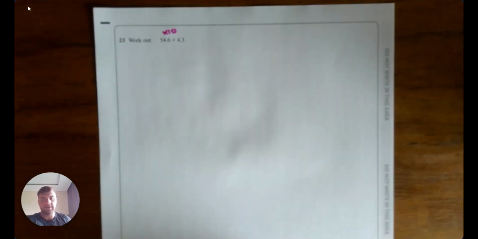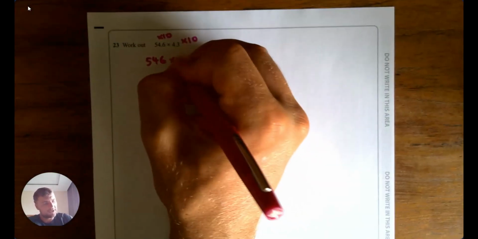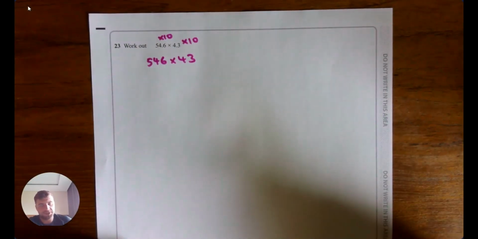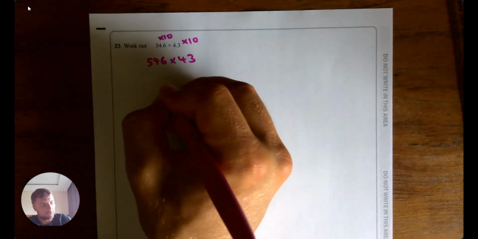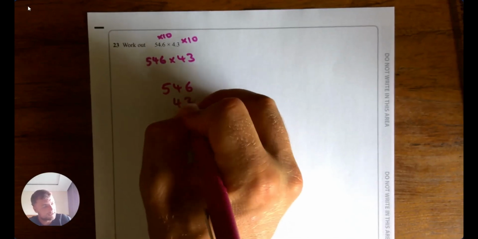Next up, multiplying decimals. Okay, the best thing to do for this is to change them to whole numbers first. So instead of 54.6, we're going to multiply by 10 and change it to 546. And then we're going to multiply 4.3 by 10 as well and change that to 43. We're then going to work this out. There's a couple of ways you can do it. You might use a grid method. You might use long multiplication using column addition. Column multiplication. So 546 times 43.